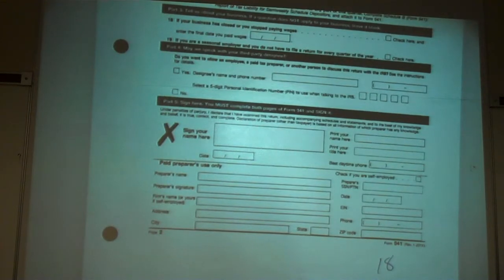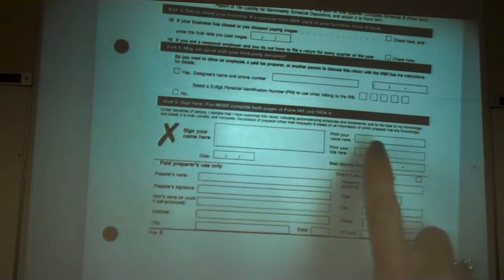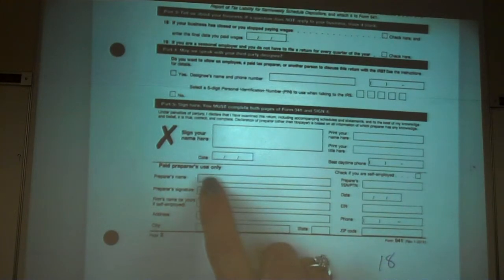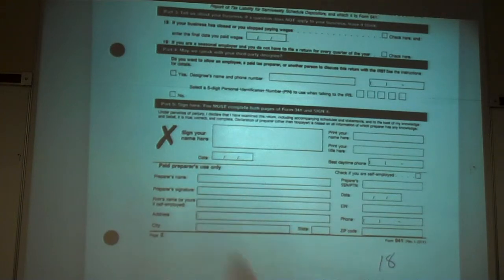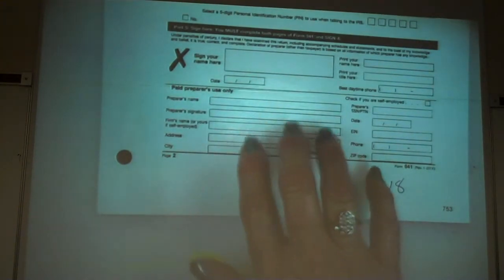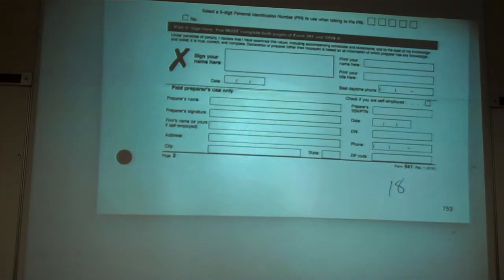But you could just make a notation that the owner would sign there. Print your name here, print your title, because it's Bill Brown that's going to have to prepare it. This section is if you have a CPA, a certified public accountant, or another tax preparer that's going to prepare this for you, they need to fill out that bottom part. Again, you're not really that person either.